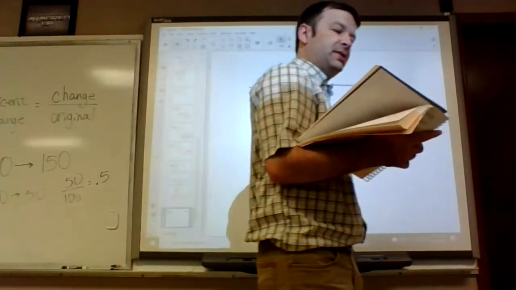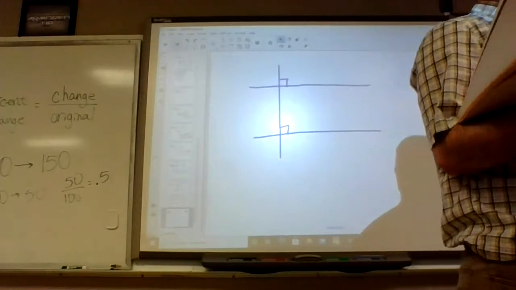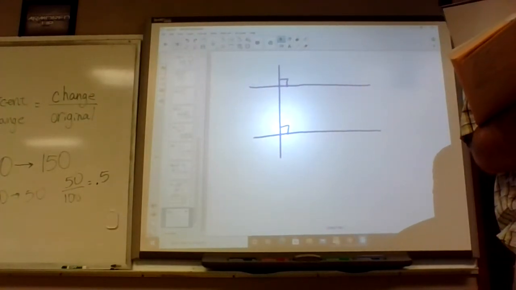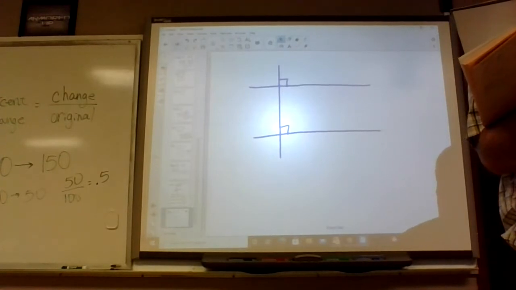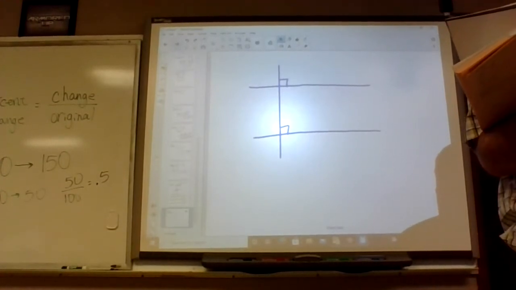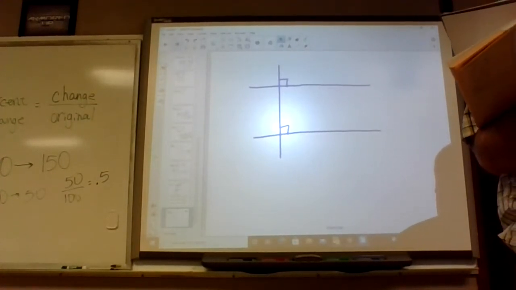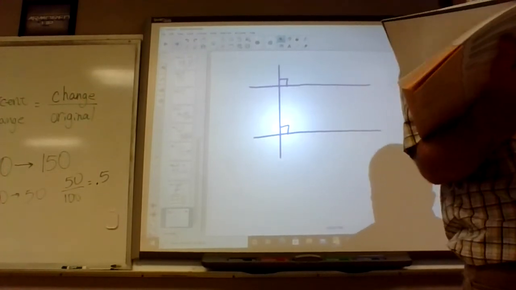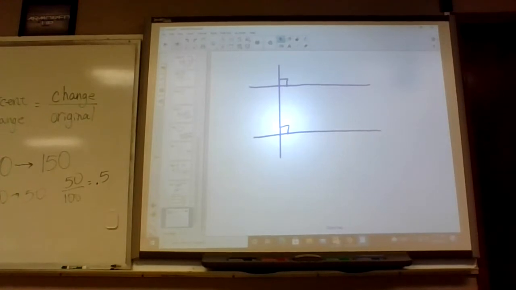Number 1 says line AC is a transversal of EB and CD. Is that true, false, or we don't know? It is true. It's definitely crossing both of those. So on number 1, true.